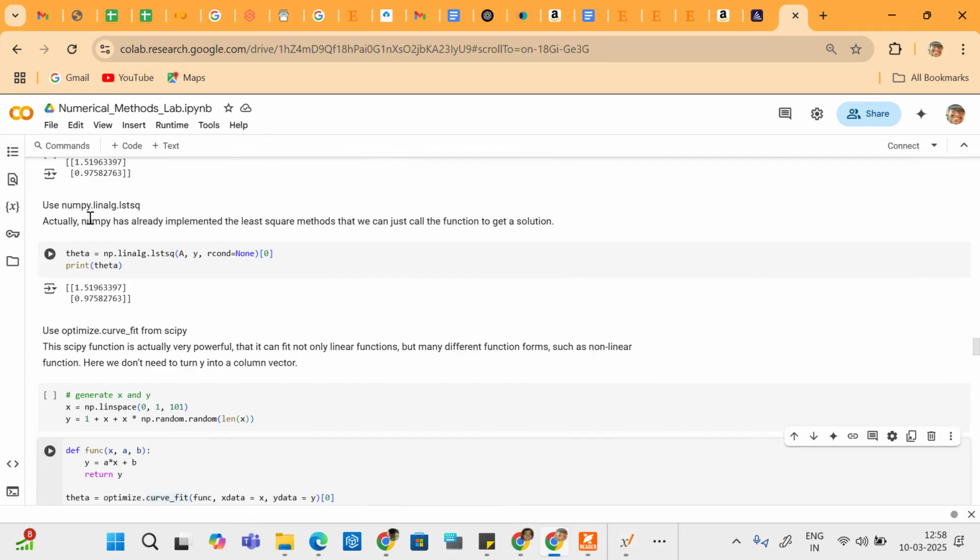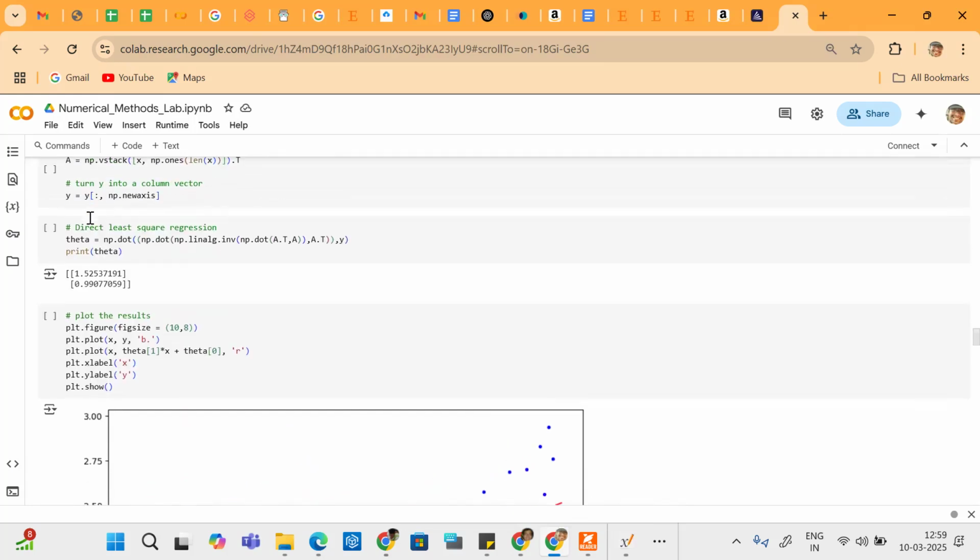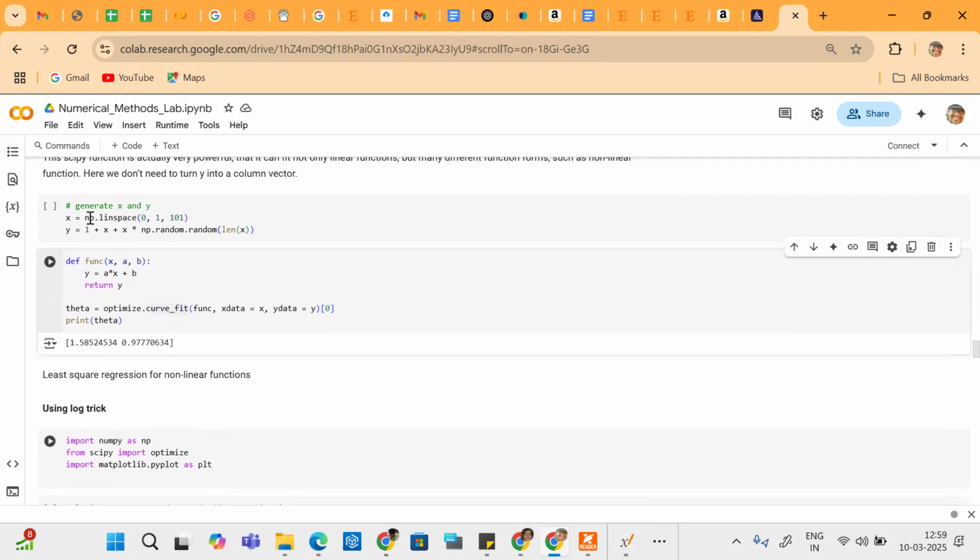np.linalg.lstsq, you are giving that A and Y. By default rcond is None. If you want some speciality, you can add something here. I suggest you go into the manual of lstsq. Whatever you are learning here, try to write it down. What did you learn using Python in this class? PINV, pseudo inverse, lstsq. Anything else I covered? I don't think so.